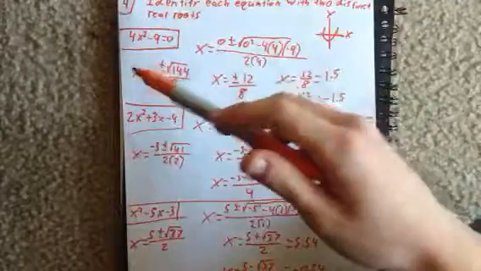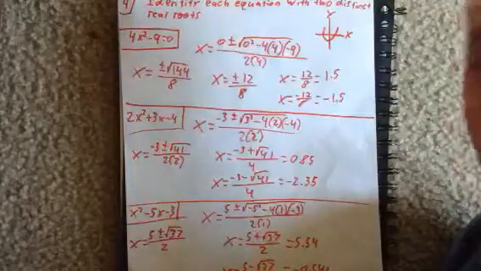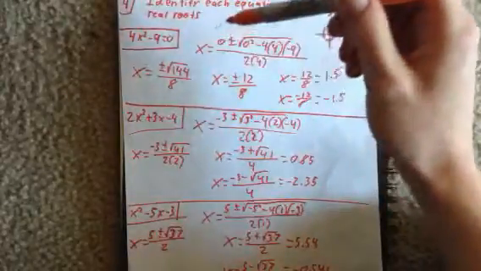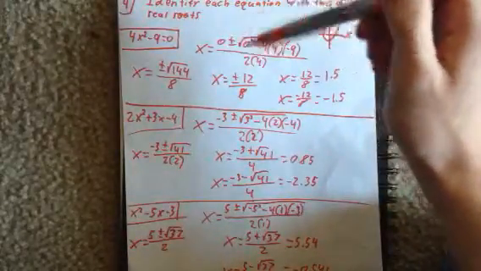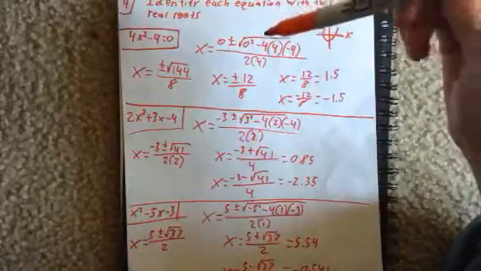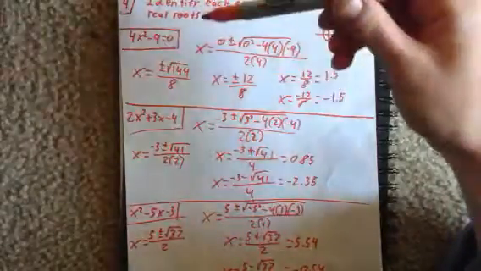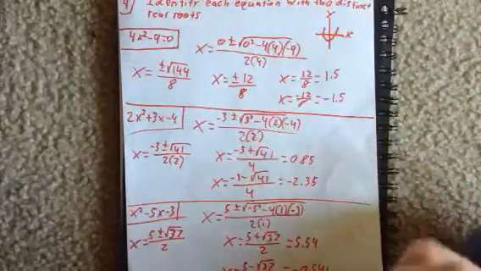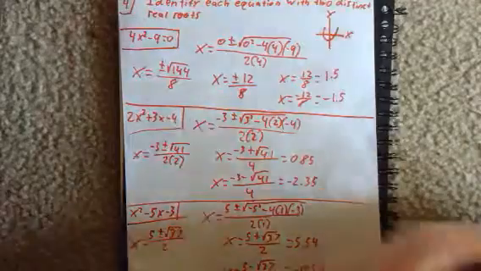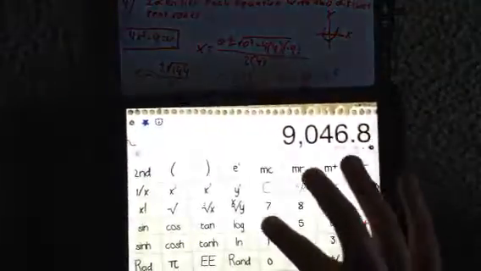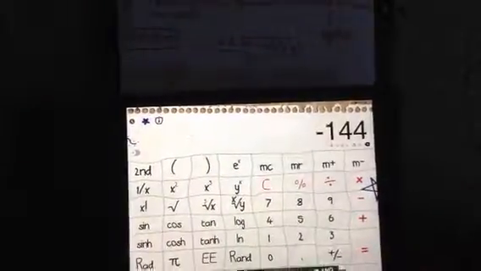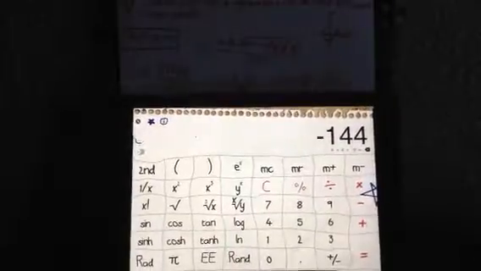The first one, 4x squared minus 9 equals 0. Plug that into our quadratic formula. X equals 0 plus minus square root of 0 squared minus 4 times 4 times negative 9, over 2 times 4. Obviously, 0 squared equals 0. But we need to figure out 4 times 4 times negative 9. So 4 times 4 times negative 9 equals negative 144.